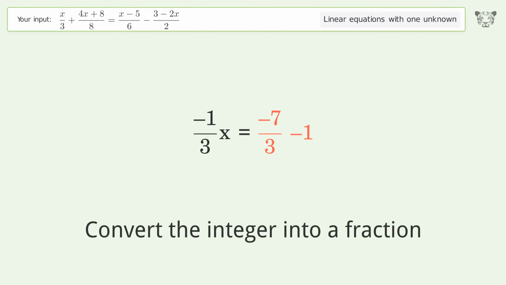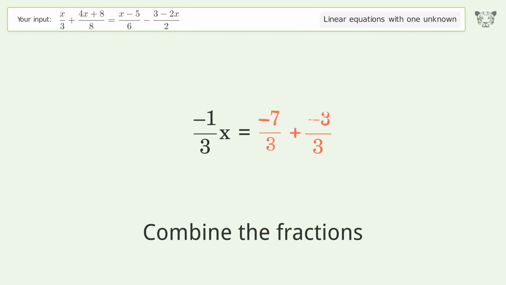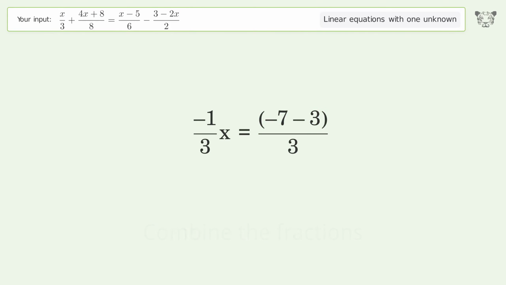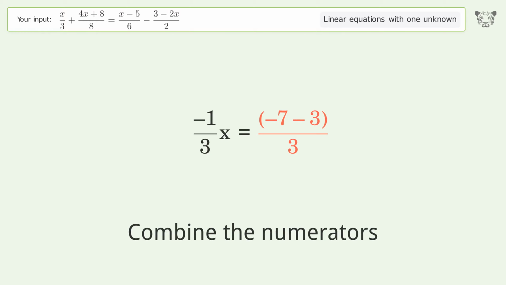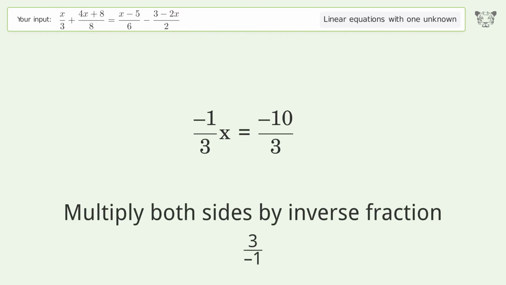Convert the integer into a fraction. Combine the fractions. Combine the numerators. Isolate the x. Multiply both sides by inverse fraction 3 over -1.